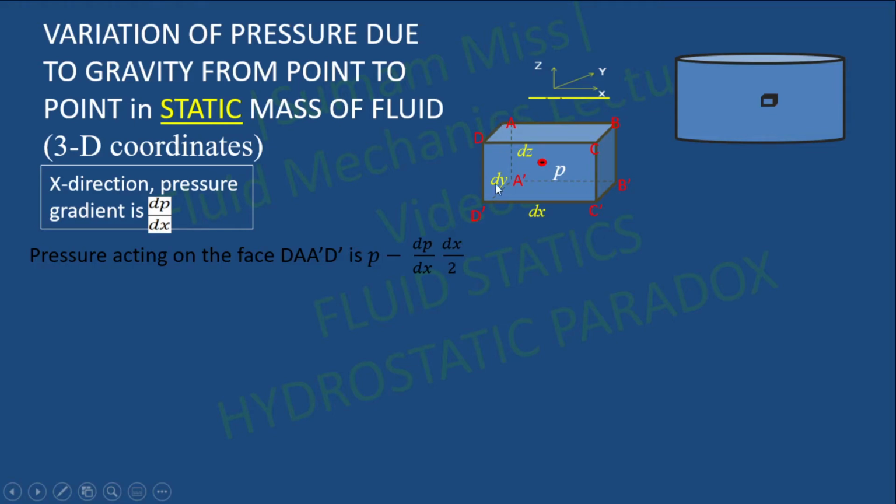Because this face is at a distance of dx by 2 from the center, the intensity of the pressure is equal to P minus dP by dx into dx by 2. Similarly, if you are considering the intensity of pressure on the face C, B, B dash, C dash, which is at the right side of the point at a distance of dx by 2 from the center, the pressure at C, B, B dash, C dash is P plus dP by dx into dx by 2.